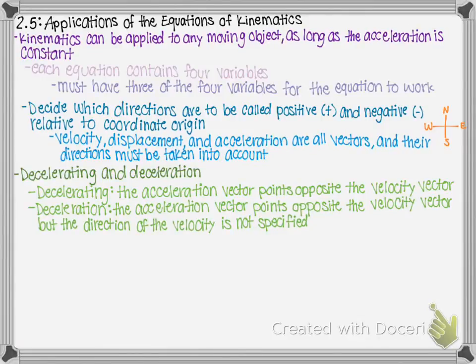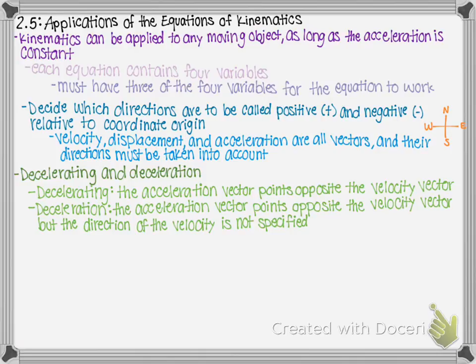Chapter 2, Section 5 is on the applications of the equations of kinematics. Now, kinematics can be applied to any moving object as long as the acceleration is constant. Each equation contains 4 variables, but in order for the equation to work, you must have 3 of the 4 variables in order to find the missing one.